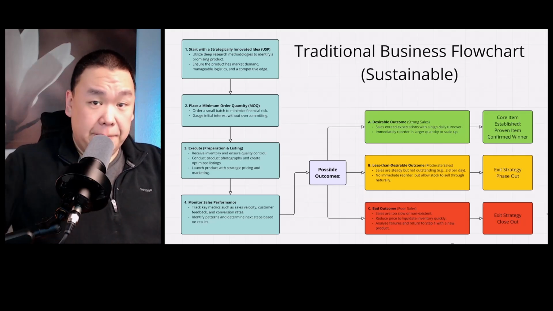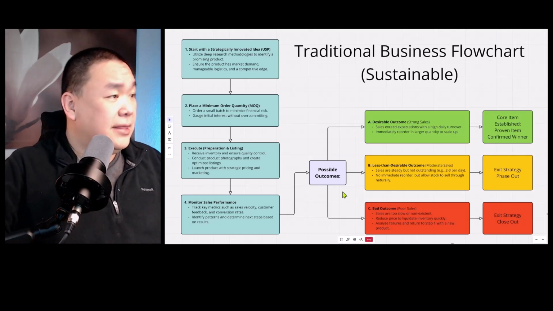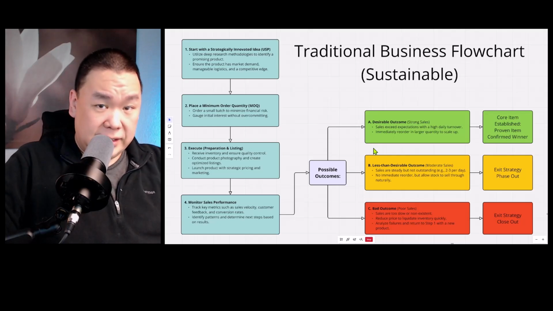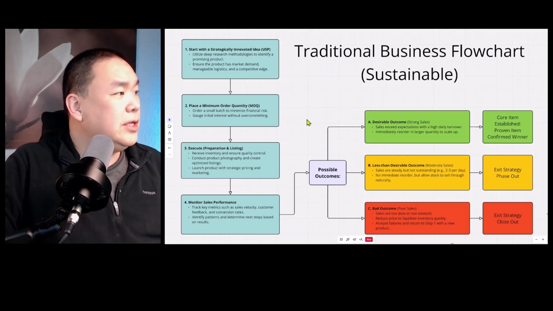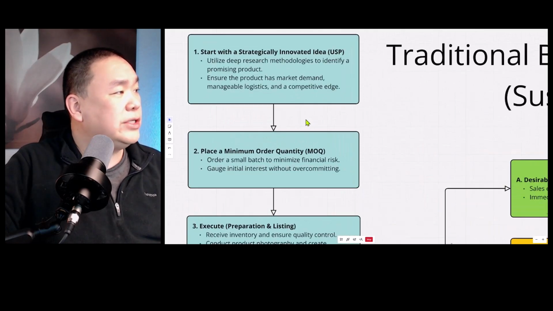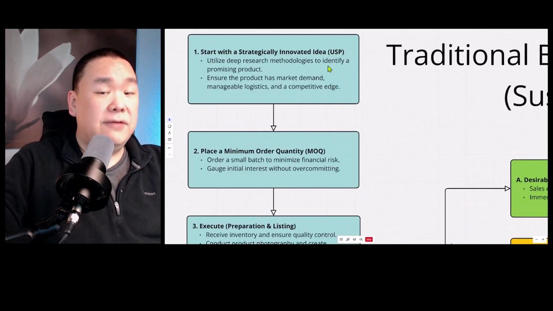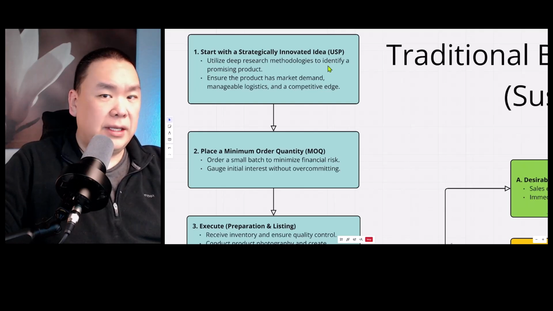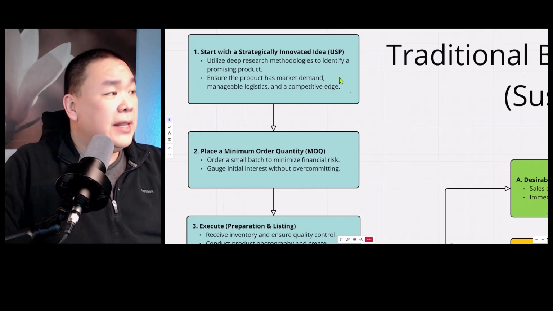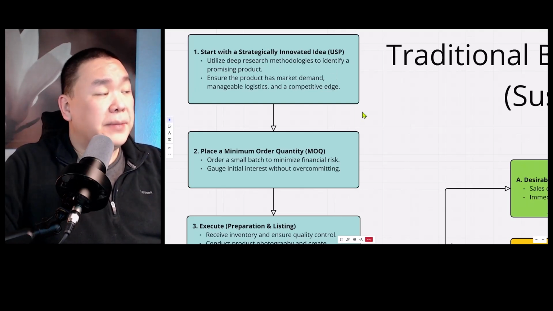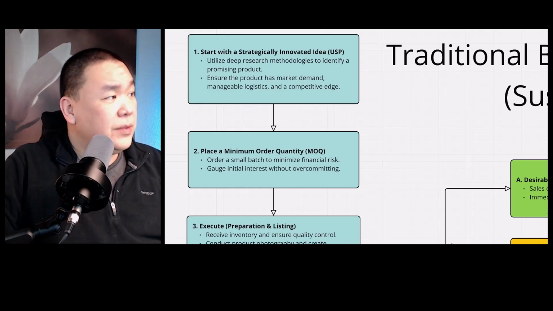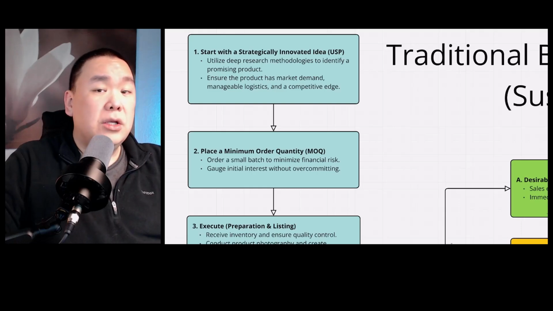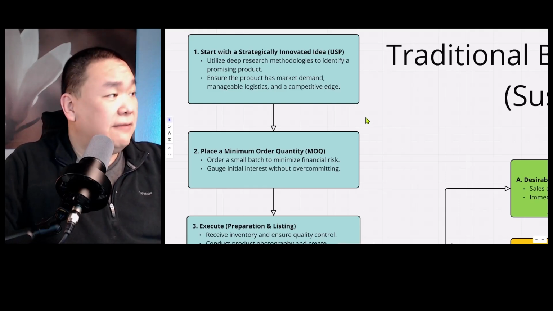Assuming that you have completed the first 5 classes, then we can move on to truly discussing exactly what the traditional business model is. So we start off over here, which is to start with a strategically innovated idea, or a USP, your unique selling proposition. This is basically the combination between the research class and the innovation class. When you have these two put together, you're going to come up with a strategically innovated idea.